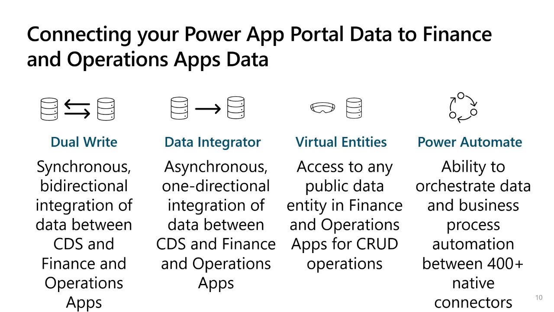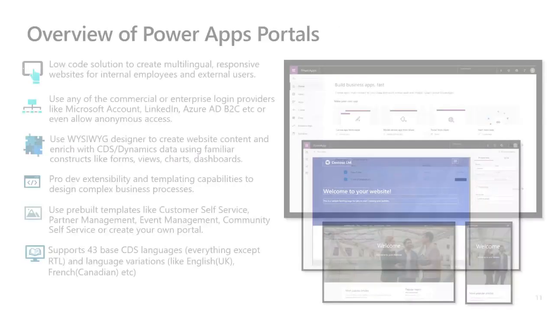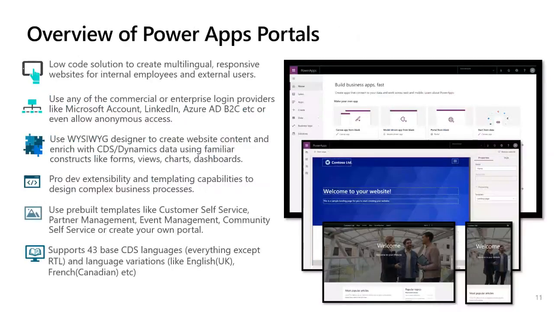The other way is that you can use Power Automate or something like Logic Apps as another example to orchestrate data and business processes between any one of the 400 plus connectors that are available out of the box and your Common Data Service and Finance and Operations apps. So with that, I'm going to go ahead and hand it over to Vasavi, who's going to talk a little bit more about portals and then walk through that process of creating portals. Thank you, Rachel.